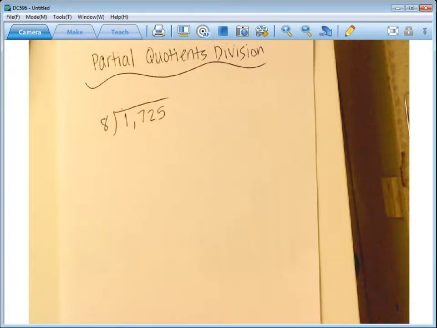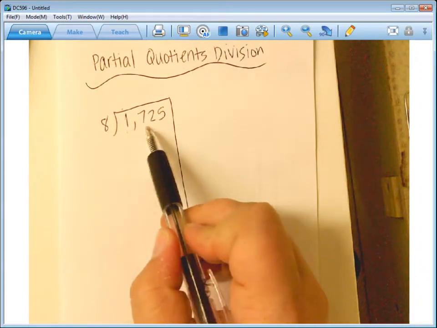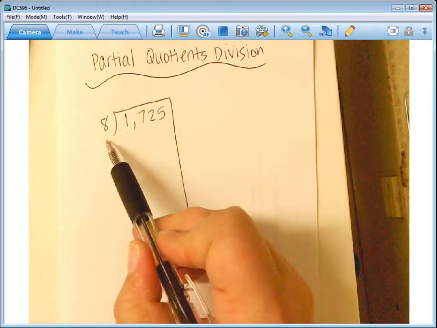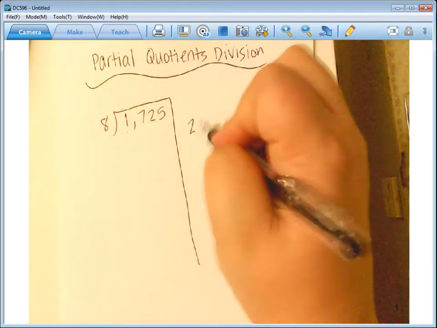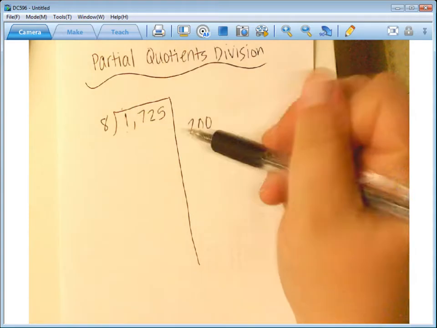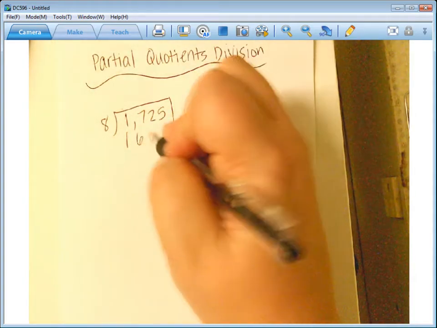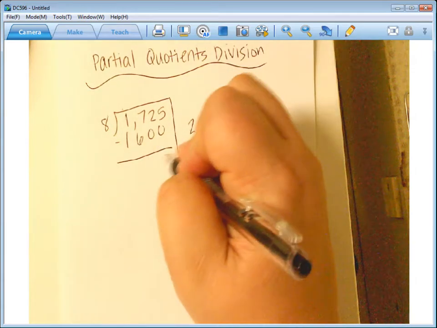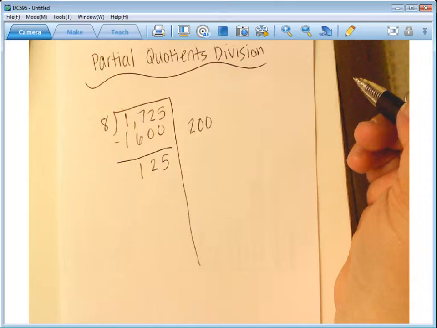The beauty of partial quotients is that you can use any partial quotients that you would like. If I use some estimation and I look at this number as 1,700, I know that 8 times 2 is 16. So I can start right off the bat by taking out 200 groups of 8. 8 times 2 will give me 16. So 8 times 200 will give me 1,600. And then immediately I'm down to 125.